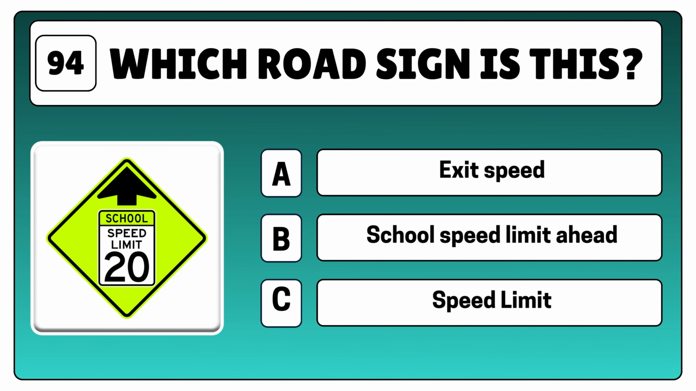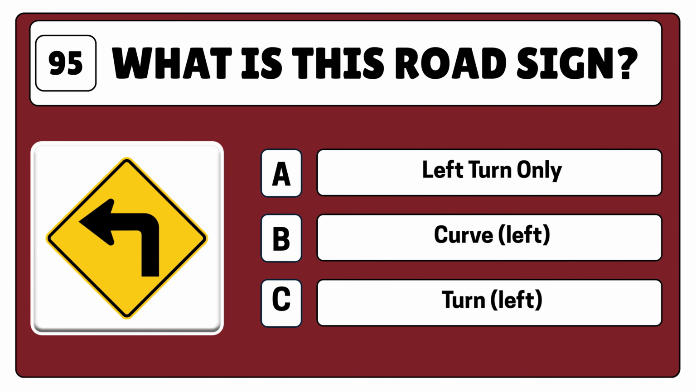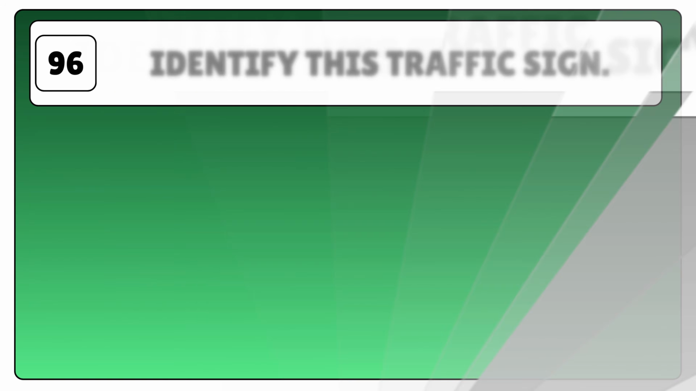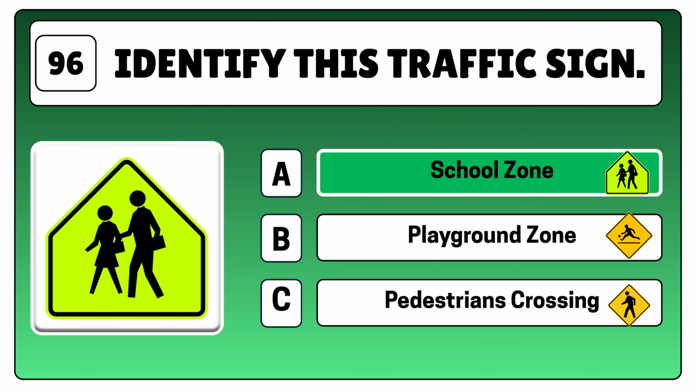Which road sign is this? Good thinking. That is the school speed limit ahead sign. Identify this traffic sign. That is correct. This is the turn left sign. What is this road sign? Excellent. This is the school zone sign.